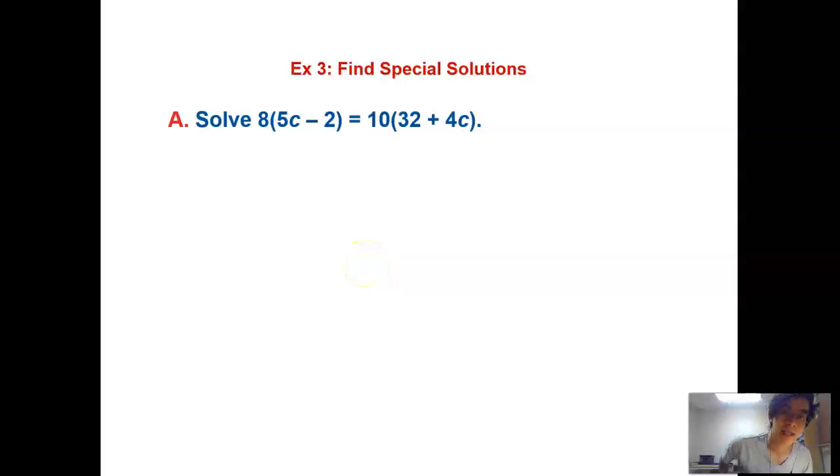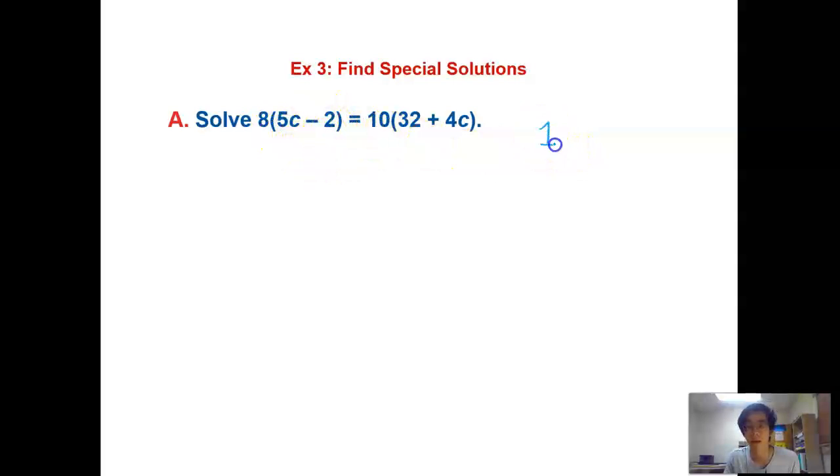Alright, so now for this example number 3, we're going to look at special solutions, meaning that I can actually have an equation where there might be no solution, right? No values might work for C if I plug a number in, or I can have infinite solutions, meaning I can plug in any number into that C variable and it will work to make the equation true. So let's try this one, okay? And we're going to use the same steps as we did for example 2.